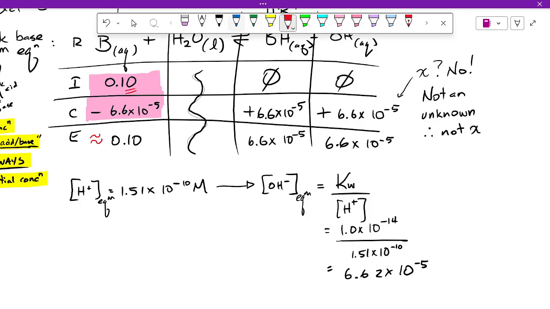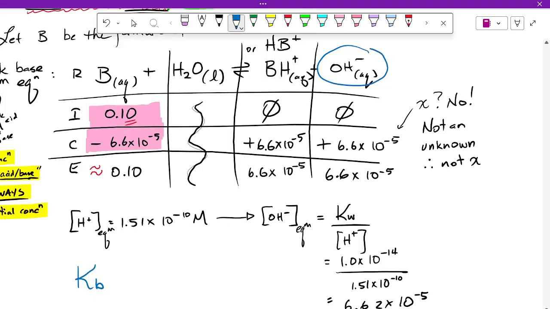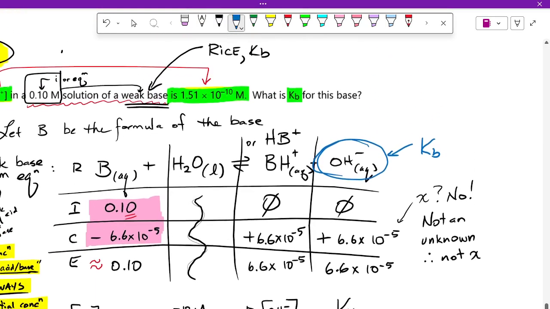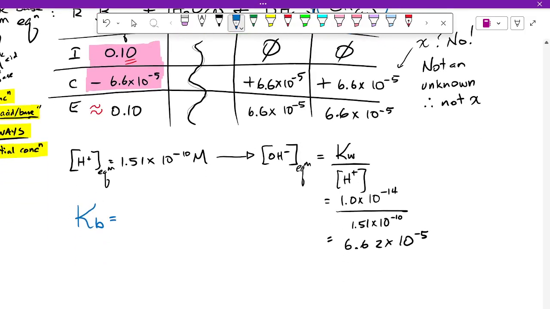All right, and now we can do our Kb, because we have hydroxide and because it says base. Okay, so Kb is equal to HB plus times OH minus over B.